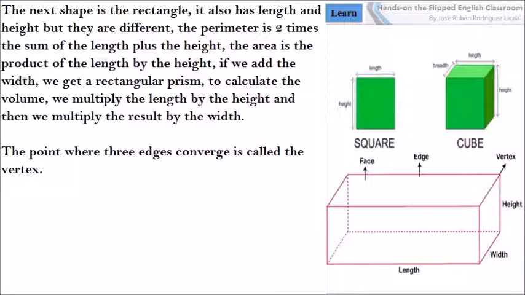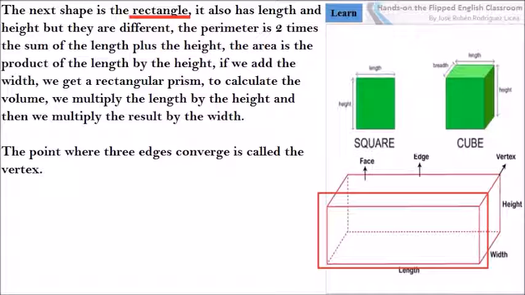The next shape is the rectangle. It also has length and height but they are different. The perimeter is 2 times the sum of the length plus the height. The area is the product of the length by the height. If we add the width, we get a rectangular prism. To calculate the volume, we multiply the length by the height and then we multiply the result by the width. The point where 3 edges converge is called the vertex.